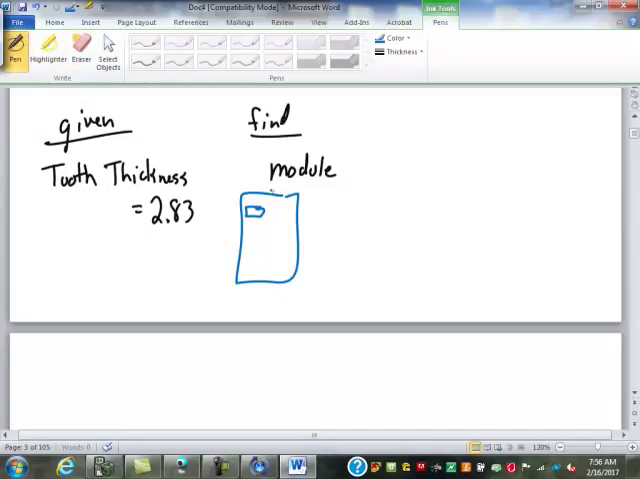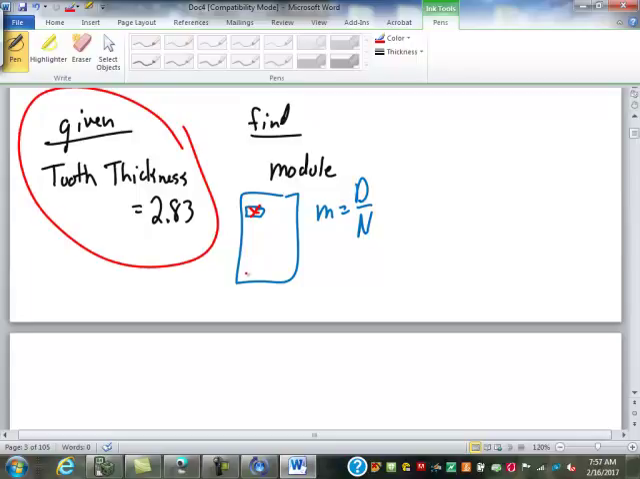Module is actually the top one there on the left side of the table. The problem is the formula I have for module is module equals pitch diameter over the number of teeth. I don't have either of those pieces of information. I have the tooth thickness. So that didn't work.